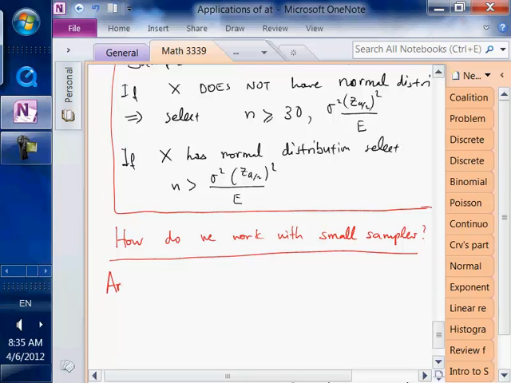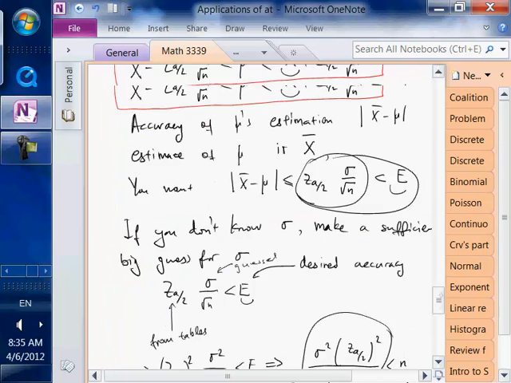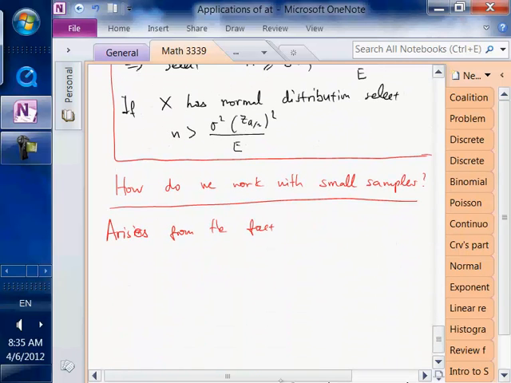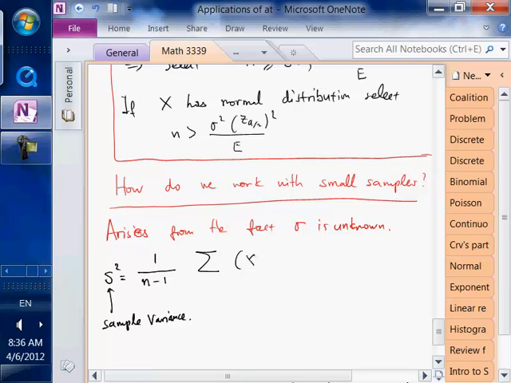And this problem arises from the fact that when we use the confidence interval to estimate the mean here, this quantity is not known. So since it is not known, how can we find the interval? We have to replace it with something that we know. And what we know, the quantity that we can calculate, is the so-called sample standard deviation, which is given in the form of the sample variance, and the square root of the sample variance is the sample standard deviation. So this quantity is 1 over n minus 1 sigma of x_i minus x bar squared when you add from 1 through n.